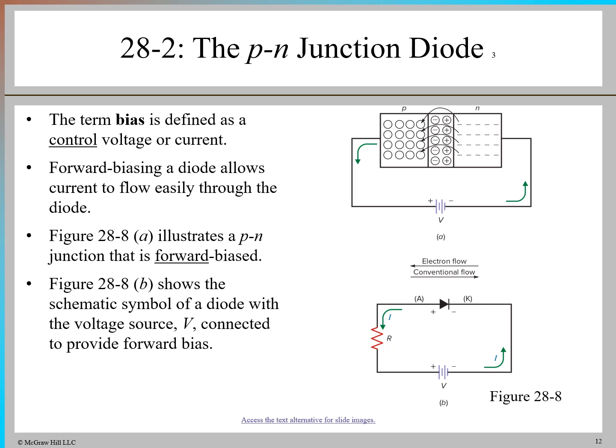In the schematic symbol, the arrow on the diode points in the direction of conventional current, while electrons flow in the opposite direction. In circuit analysis, we often use electron flow for consistency.